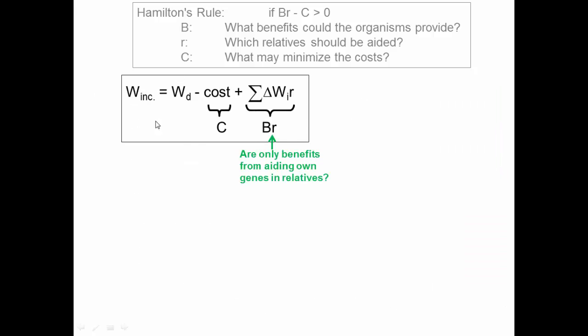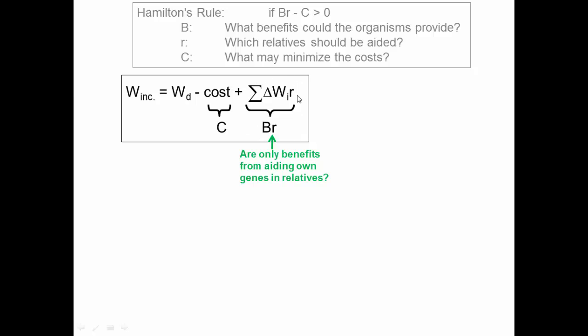So if we think about Hamilton's equation here, these benefits to relatives are the only benefits really from aiding an individual's own genes in relatives. Like we could imagine that maybe if individuals were helping other individuals, those individuals might remember it and help back. And maybe there are other aspects to the benefit that aren't dependent just on relatives. Maybe helping other individuals would end up in returned favors or something like that.